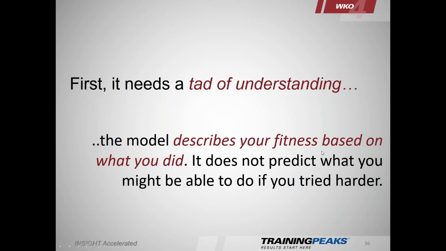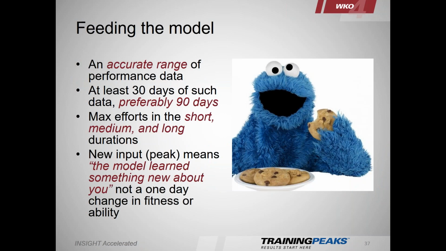So the model describes your fitness based on what you did, not potentially what you could do. If you think you could do more, go do it, and the model will pick it up. Now, what does the model need to work? It needs an accurate range of performance data, which is at least 30 days, but preferably 90 days. So it needs 30 to 90 days of accurate data of an athlete performing.